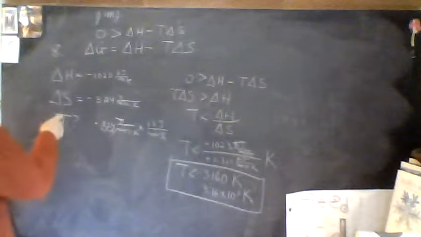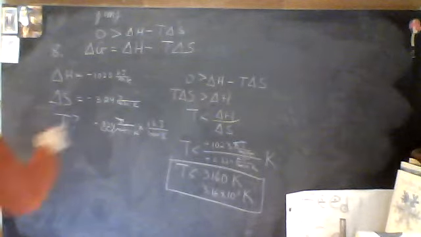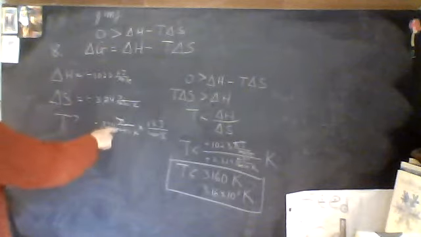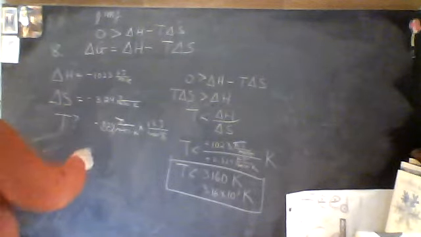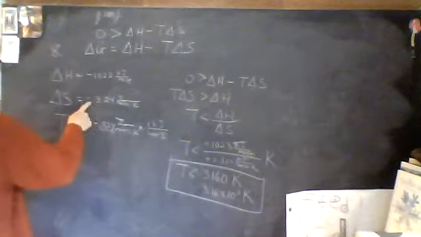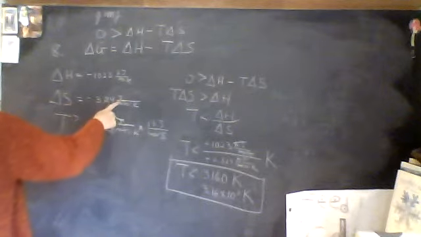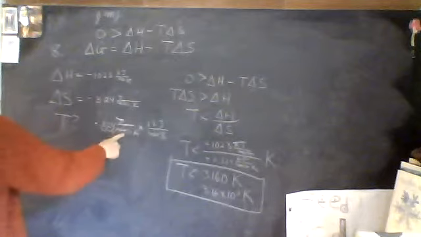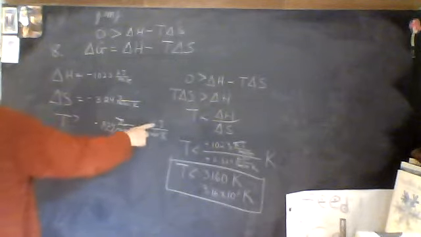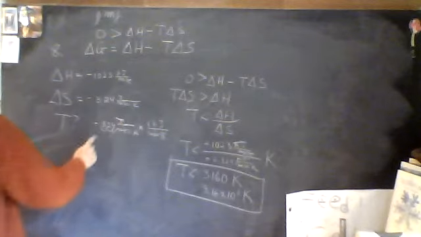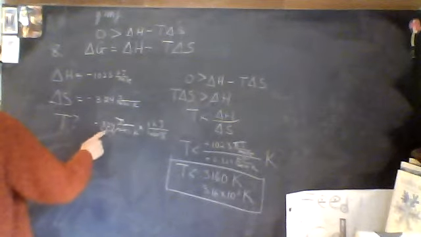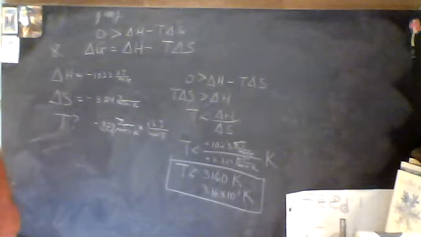In order to work this, we want to put them in the same units. This is in joules, and this is in kilojoules. So we can either turn this to joules or put this in kilojoules. We're going to put it in kilojoules. So we multiply negative 324 joules per mole times degree Kelvin by 1 kilojoule per 1,000 joules. Joules cancel joules. We end up with 0.324 kilojoules per mole degree Kelvin.